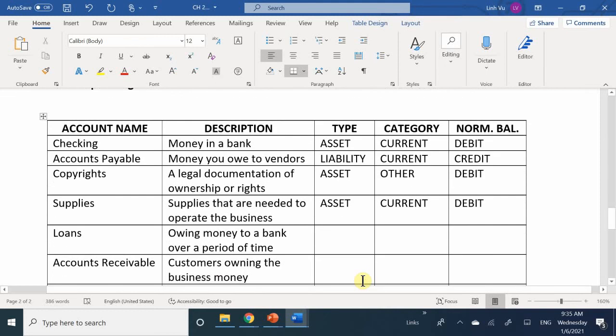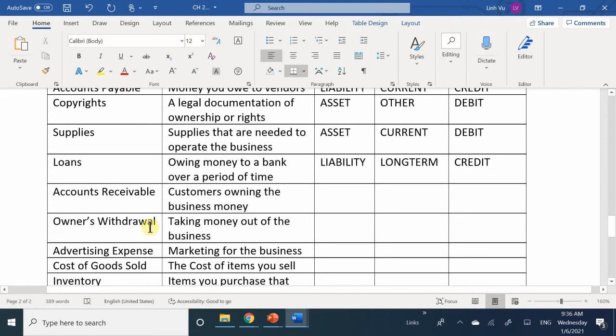Okay, what about loans? Anything that you owe the bank for. Liabilities. Yes, it is a liability. Okay, what kind of liability? Long term, yes. And what kind of normal balance would it typically have? Credit. Credit, yes. Okay, good.